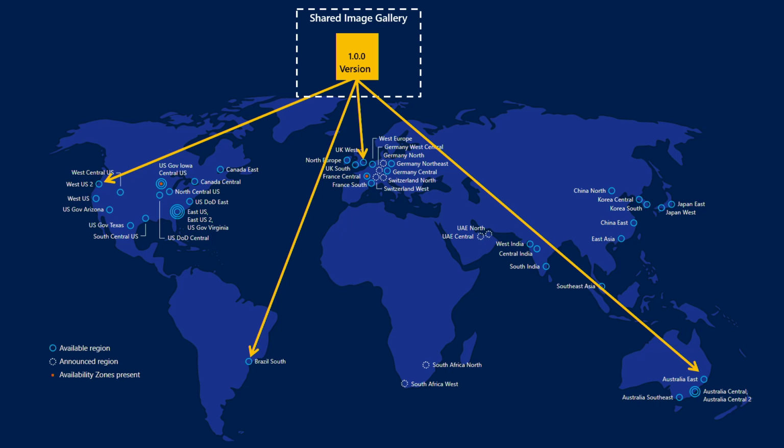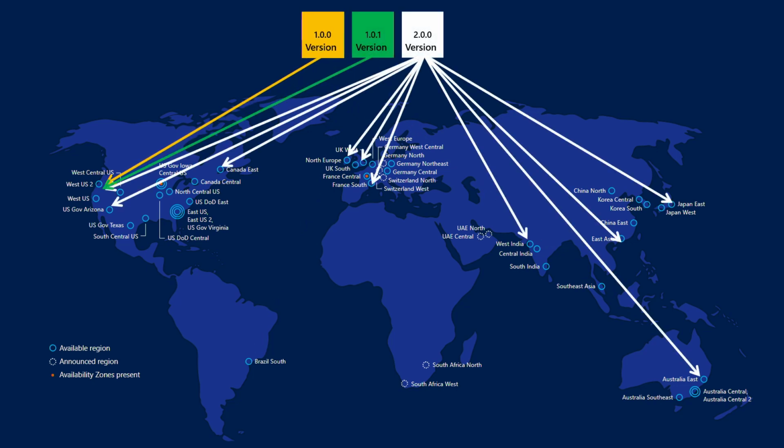And then you can replicate that shared image to different regions. Now, what you can also do is have multiple versions. In this scenario, I have 3 versions, and you can replicate those versions independently of each other to different regions. So in this scenario, the older versions are replicated to one region, and the latest version is replicated to multiple regions.